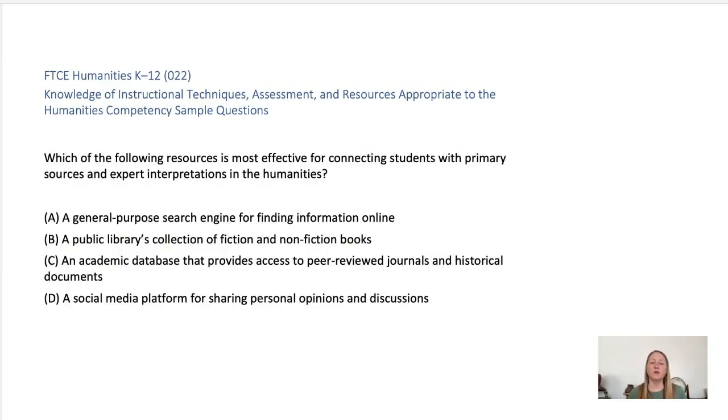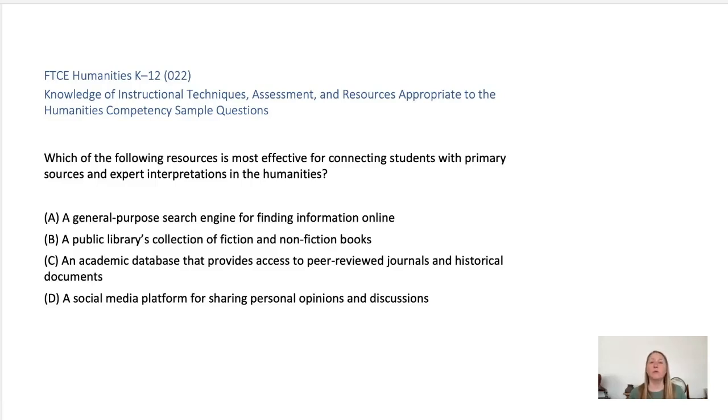Which of the following resources is most effective for connecting students with primary sources and expert interpretations in the humanities? A, a general-purpose search engine for finding information online. B, a public library's collection of fiction and nonfiction books. C, an academic database that provides access to peer-reviewed journals and historical documents. Or D, a social media platform for sharing personal opinions and discussions.